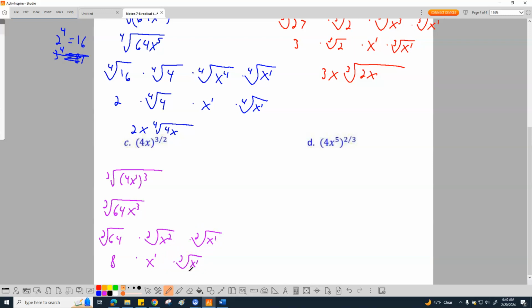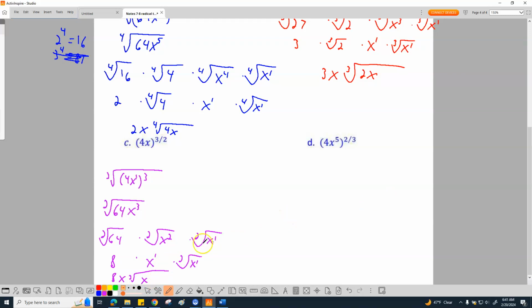And now you got to reconstruct the house all the way together again. And let's see, on the outside we have 8 and x. That's great. And on the inside you have x to the 1. And since this is a 2 here, you don't have to write the 2 here. If you want to, you can, but that's it. That's basically how we do that one.